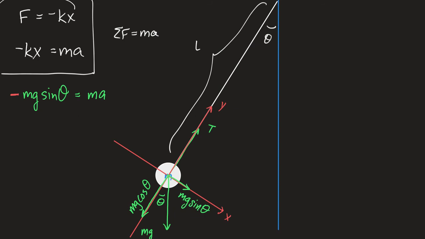Okay, now here's the thing. I'm trying to see if this looks like this. And it clearly doesn't. For it to look like that, there has to be a constant times a displacement. And what I have is a constant times the sine of an angular displacement. So I don't have what I want. But there are other ways to write sine.